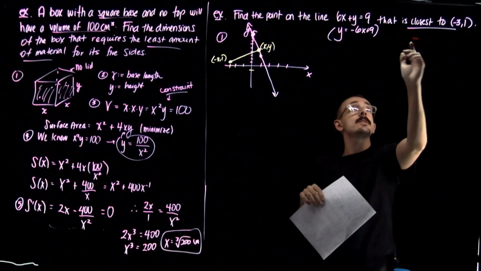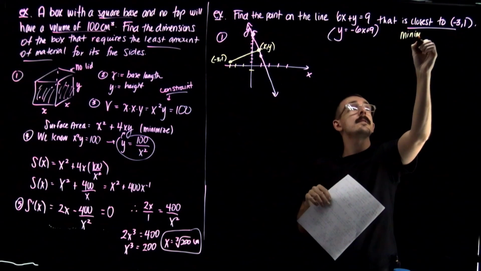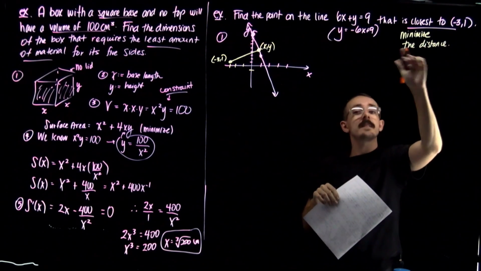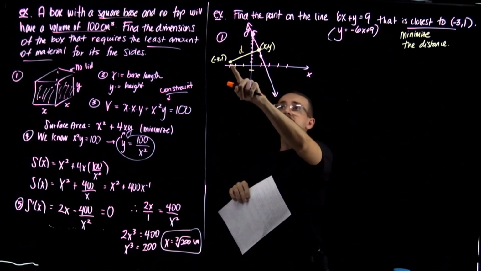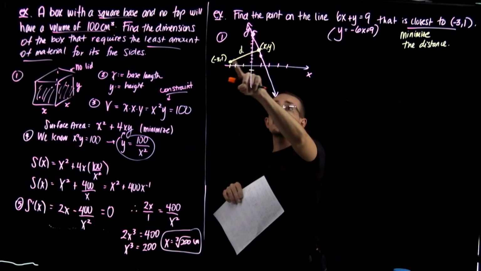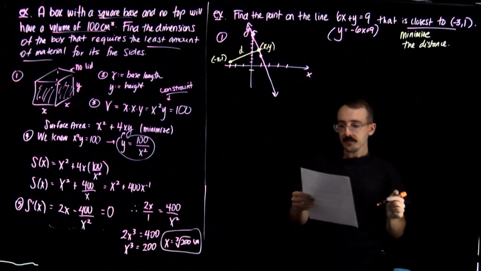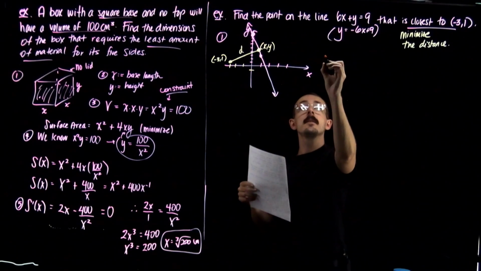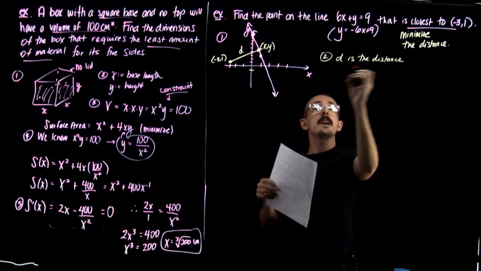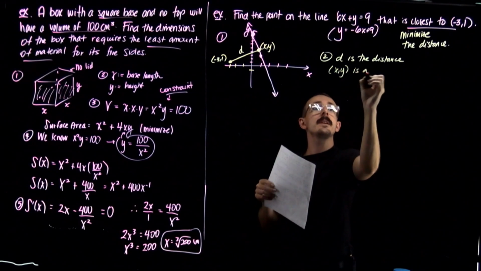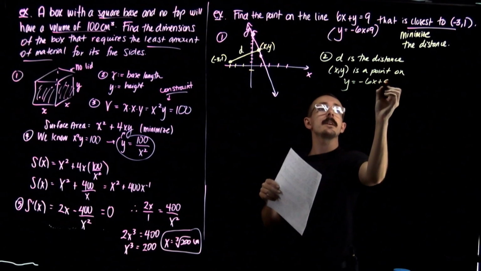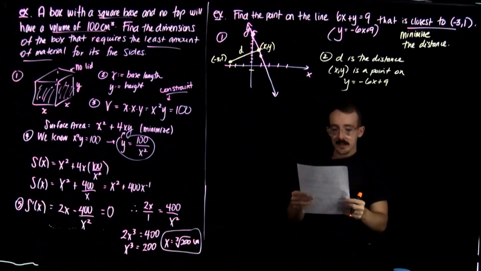So when it says closest to, we're minimizing something. And we're going to minimize the distance. So in disguise, that's what this means. So if you let D represent how far this is, wherever you are on this line, we're trying to minimize what the distance is. So for my labeling, I'm just going to say D is the distance, and then x, y is a point on the line y equals negative 6x plus 9. So that's my labeling. Those are my variables.